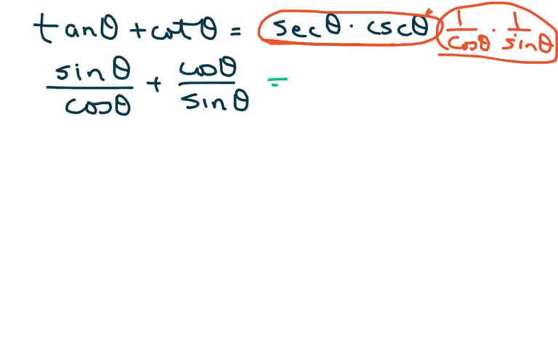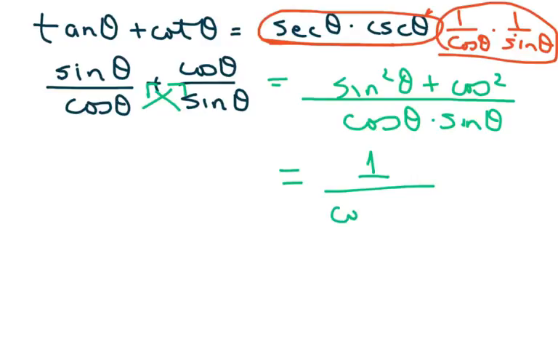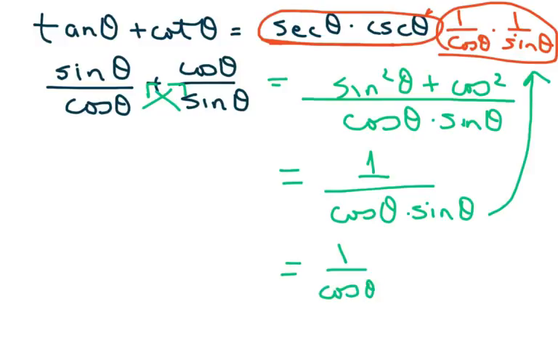So I'm going to continue on, get my common denominator here, which is cosine theta times sine of theta. And you're just going to cross here, and that's going to be sine squared plus cosine squared. Now we know sine squared plus cosine squared is 1 through our Pythagorean identities. So we have 1 over cosine of theta times sine of theta. And keeping our eye on what we want, we could also write this as 1 over cosine theta times 1 over sine of theta.